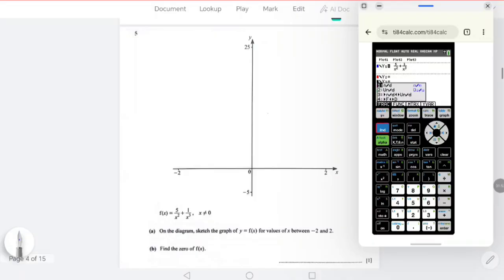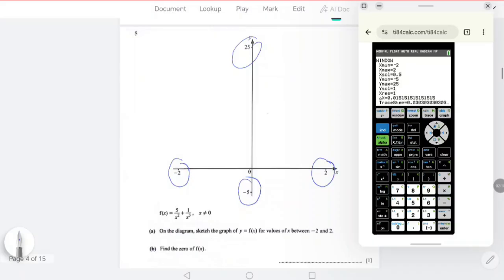Now, after writing the function, go to window to set the domain and range. For the domain, the x values, as you see from the graph here, are -2 to 2, so I put -2 to 2. Since they're small values, I made the scale 0.5. The range is from -5 to 25, and I made the scale 1. When you press graph, you will find that this is your graph.